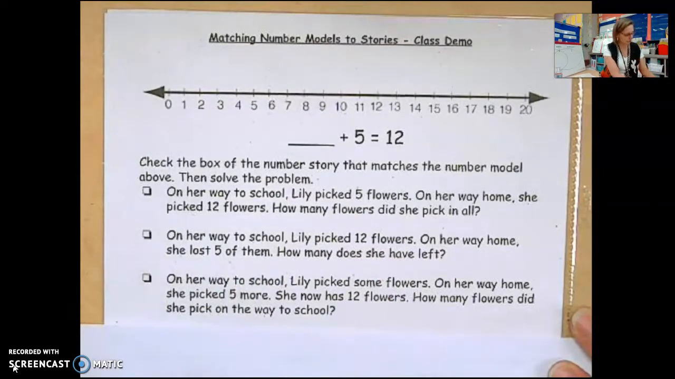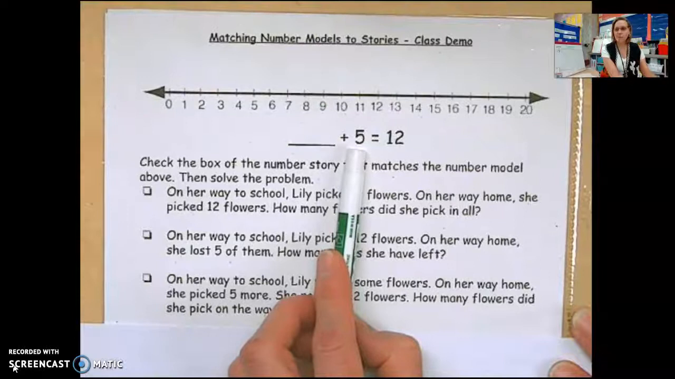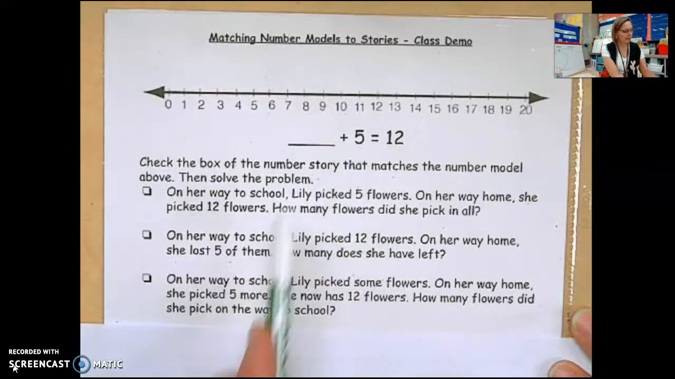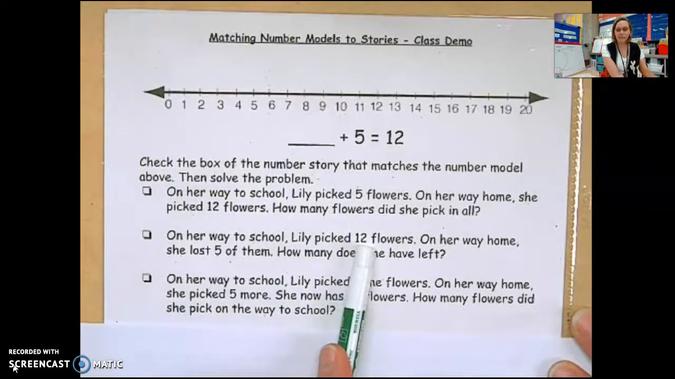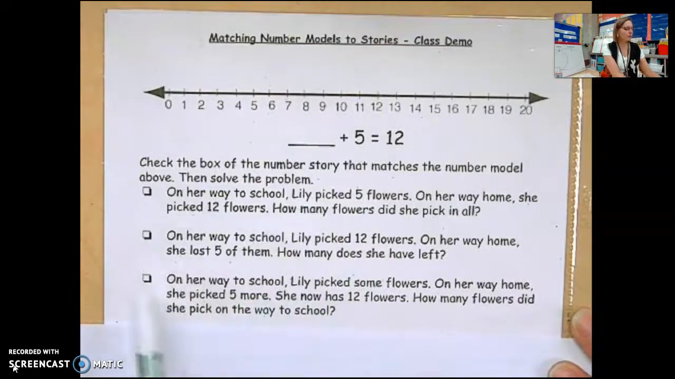All right, let's look at the next one. On her way to school, Lily picked 12 flowers. On her way home, she lost 5 of them. How many does she have left? Oh my gosh, she lost 5. Lost 5 would be a -5, wouldn't it? So I know that one does not match, right? Plus, it says that she picked 12 flowers at the beginning. She didn't pick 12 flowers at the beginning. All right, so I don't think it's that one either.